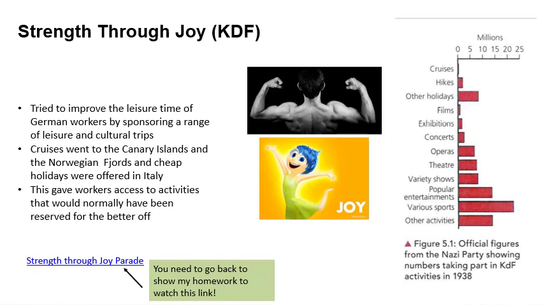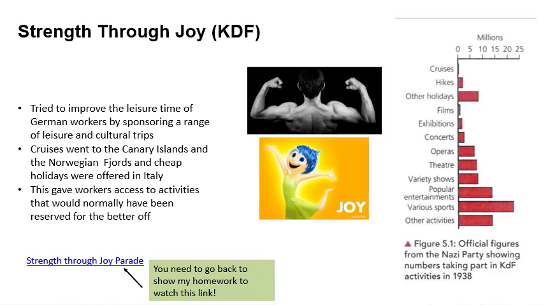So he tried to improve the leisure time of German workers by sponsoring a range of leisure and cultural trips. Cruises went off to the Canary Islands and the Norwegian fjords, and cheap holidays were offered in Italy. And this gave workers access to activities that would normally have been reserved for the better off people, the more well off, the wealthier people in society, okay? So trips to Italy and things like that.